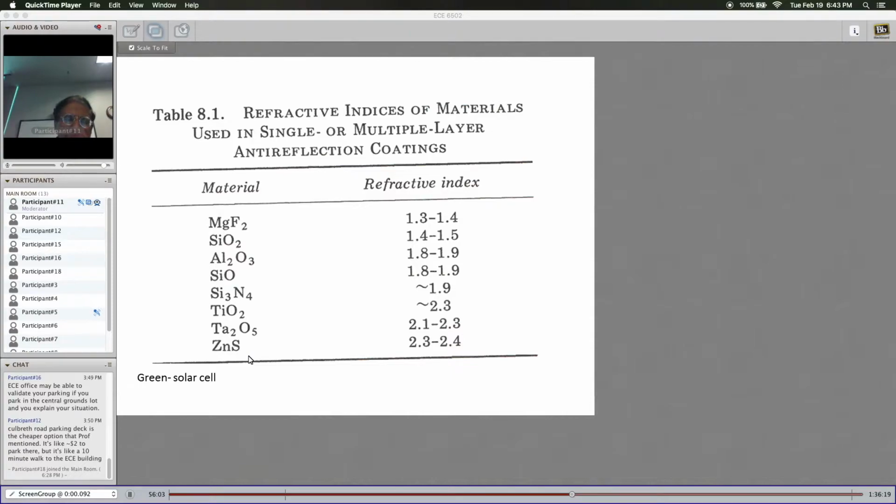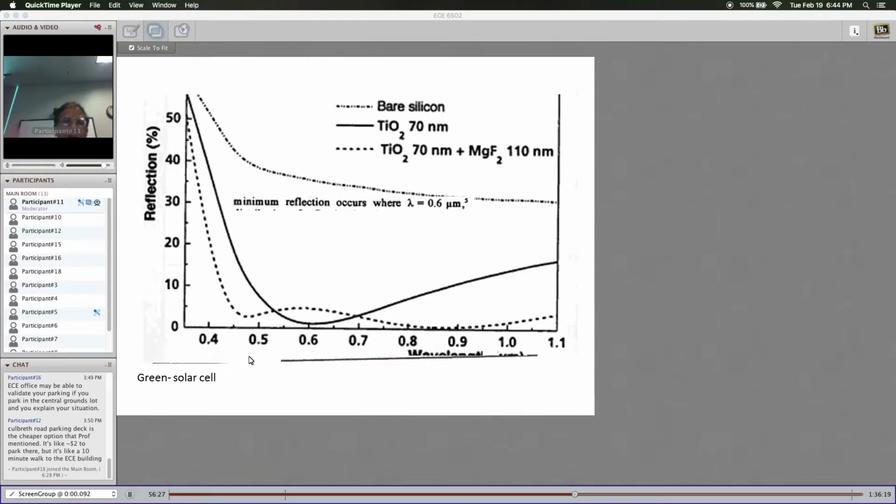But all these oxides and fluorides and nitrides are transparent in the optical part of the spectrum. So they act as anti-reflection without losing light through absorption. You cannot use an absorbing film, because then you will be losing that light. So the film has to be transparent. Okay. So these are the things.